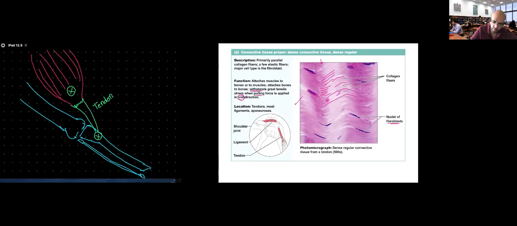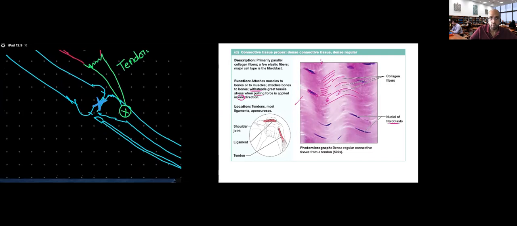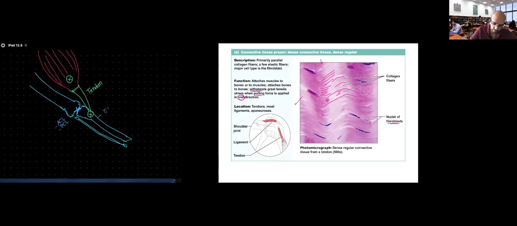Compared to a ligament, which attaches two bones together. Like the ACL, PCL in your knee: anterior cruciate ligament, posterior cruciate ligament. Those are attaching the femur to the tibia. So they are attaching again two bones to one another.